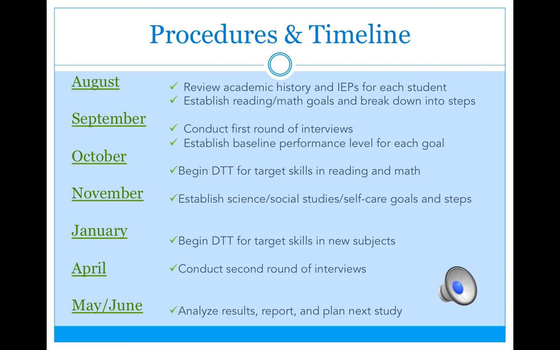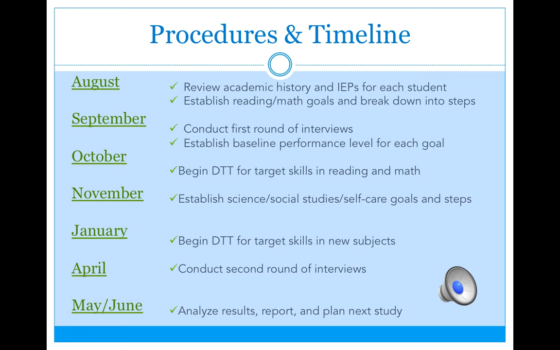I am planning to conduct my action research over the course of one school year. In August, I will begin by reviewing academic history and IEPs for each of my students. This will help me to establish reading and math goals and break them down into discrete teachable steps. In September, I will begin conducting the first round of interviews, and I will establish baseline performance levels for each goal for each student. In October, I will begin my discrete trial training intervention for the target skills in reading and math.